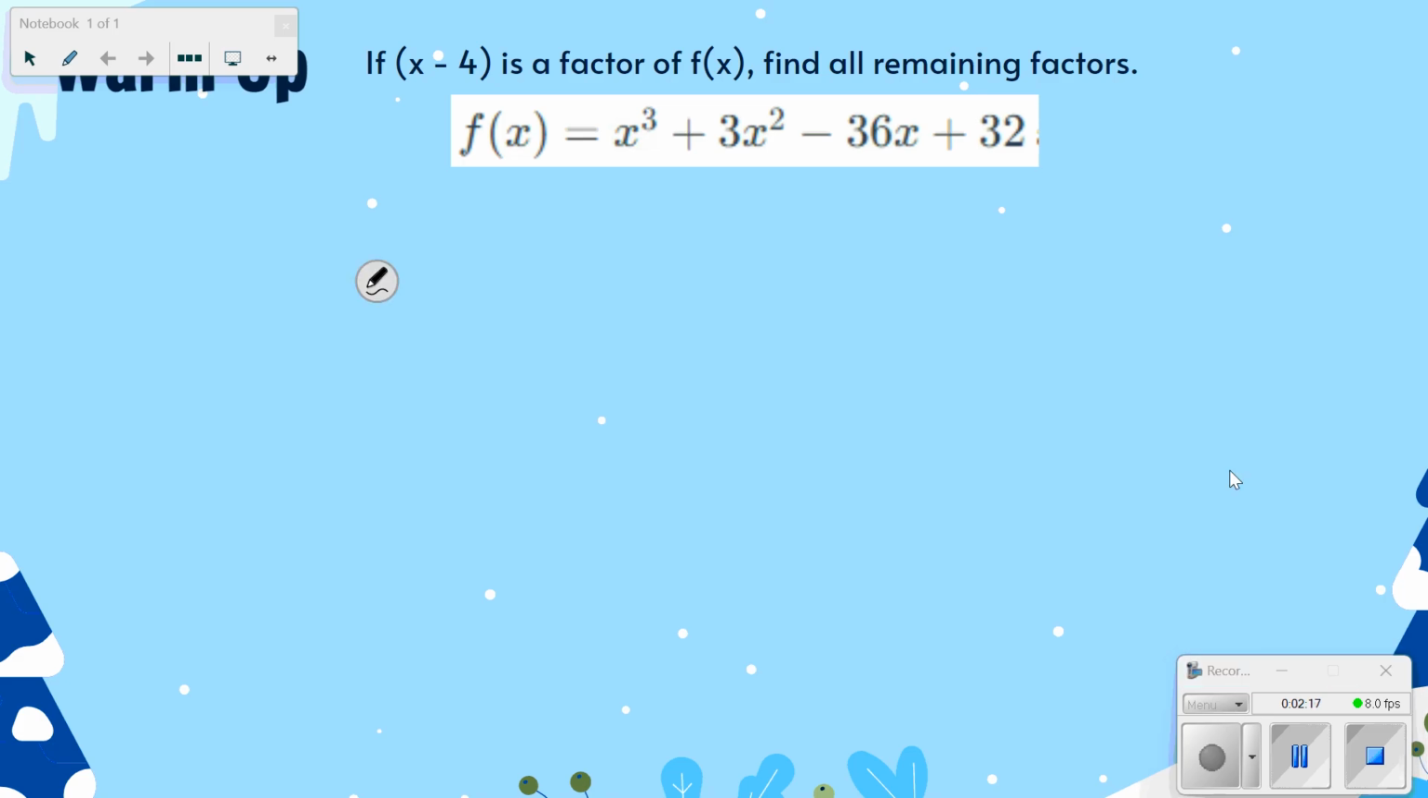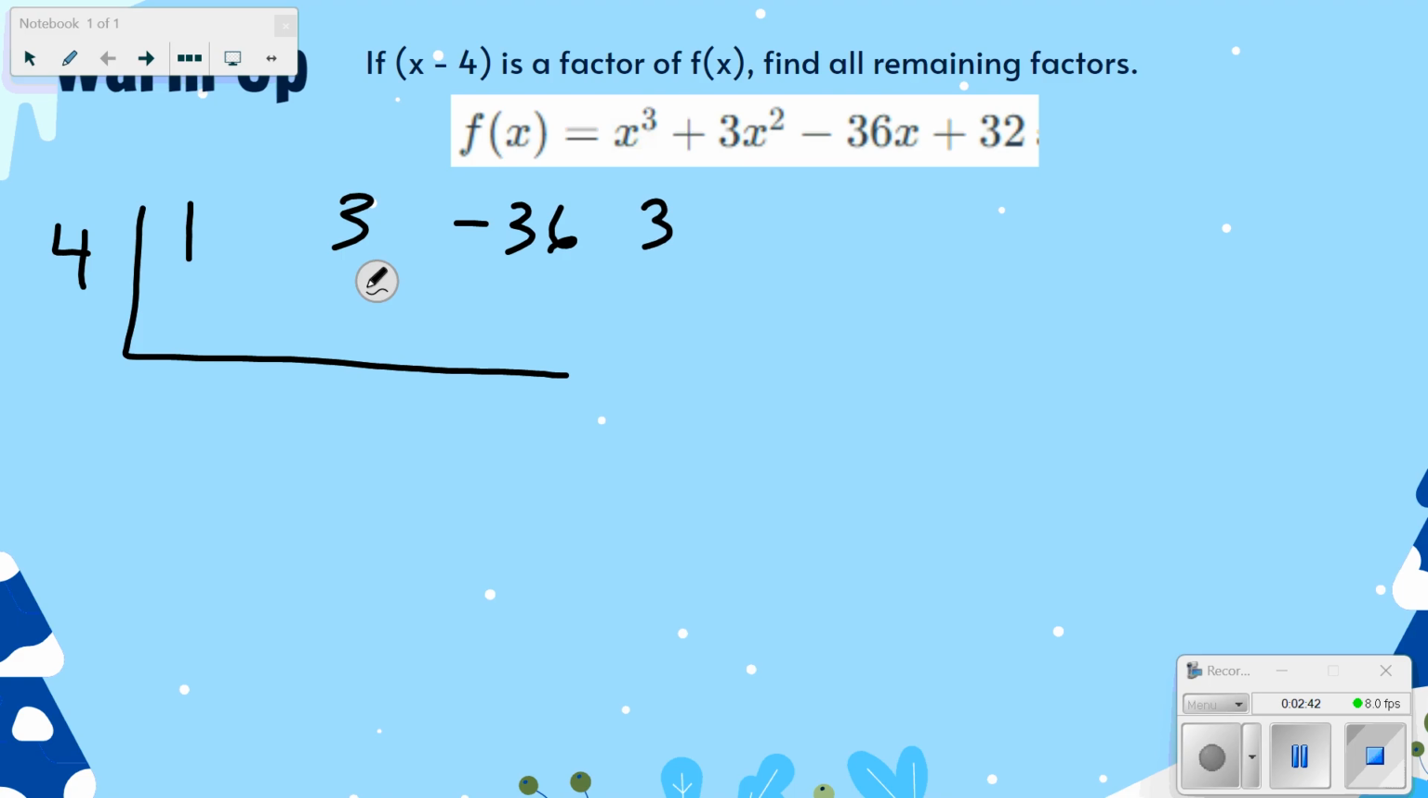You could do synthetic division. So here was concept number 1 with synthetic division. If I'm given a factor and I'm setting up my L that fell on the ground, what value should be out here if my factor was x minus 4? Yes, Devin, plus 4. So then I know I'd use my coefficients of 1, 3, negative 36, and 32 after.